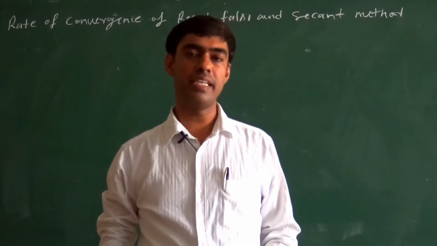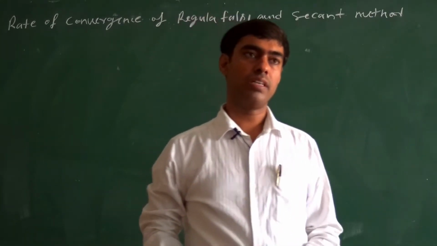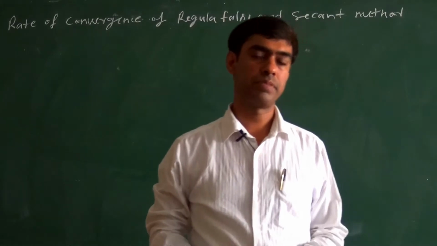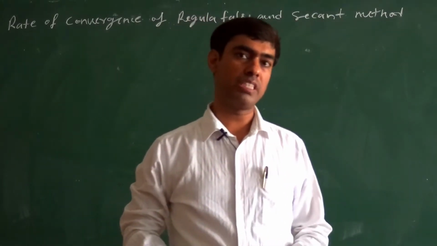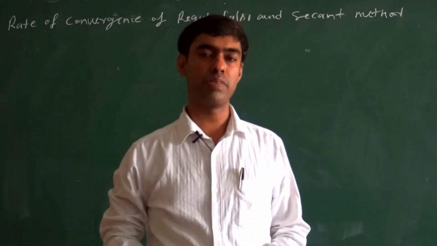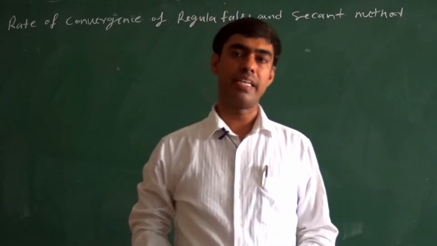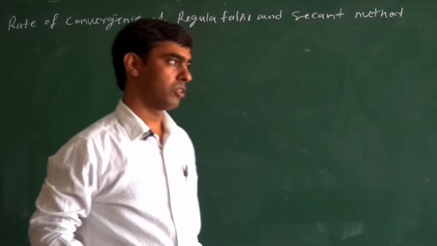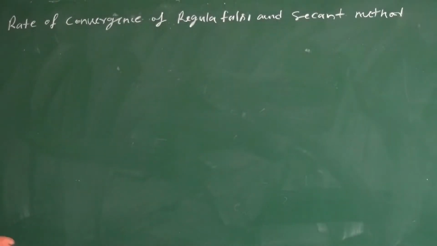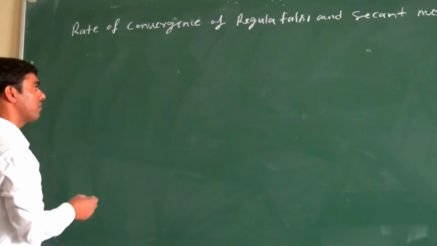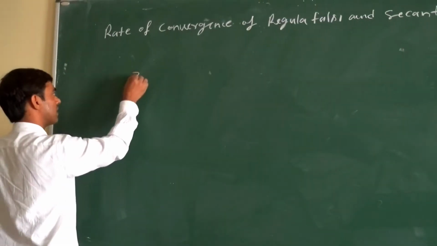this is a relation between two successive iterations. We try to establish the relation between En and En plus 1, where the power of En represents the rate of convergence. So what is the iterative scheme of the Regula Falsi method and secant method?